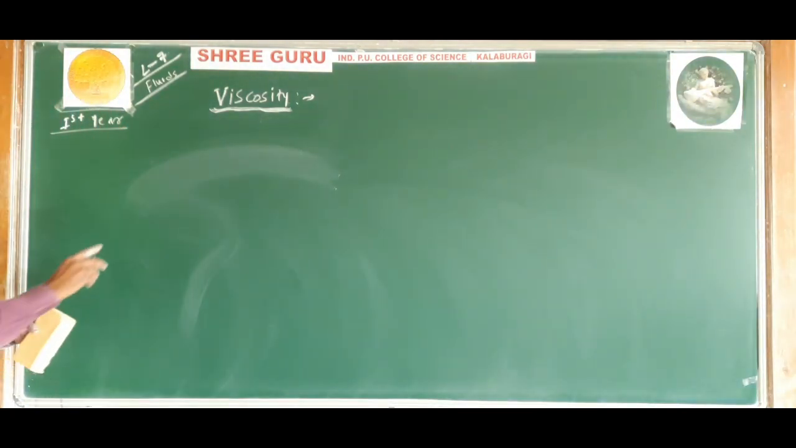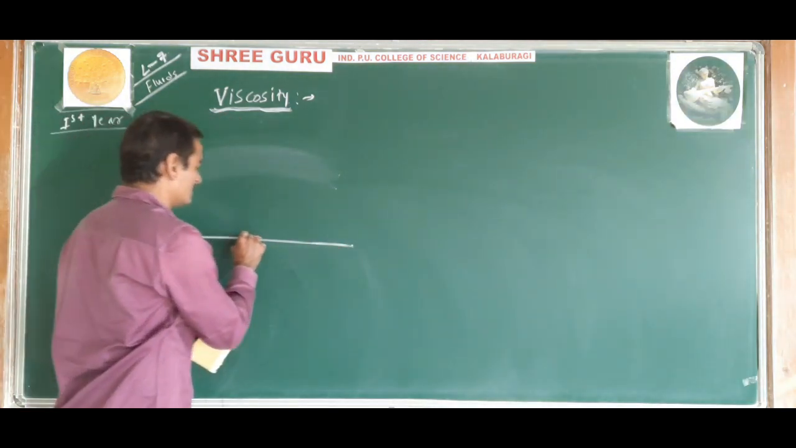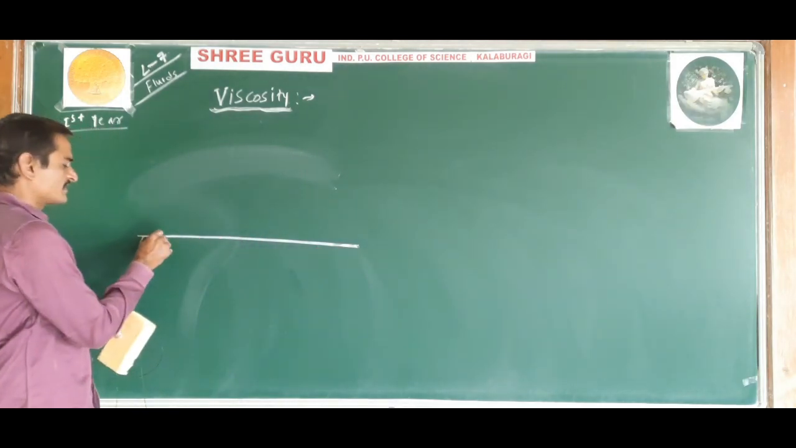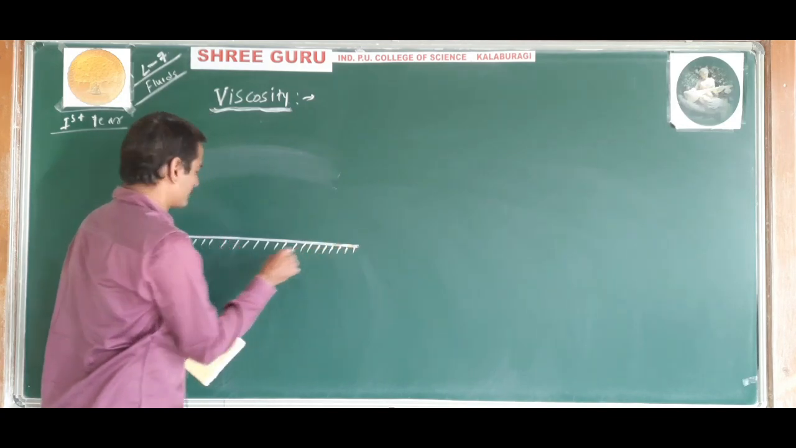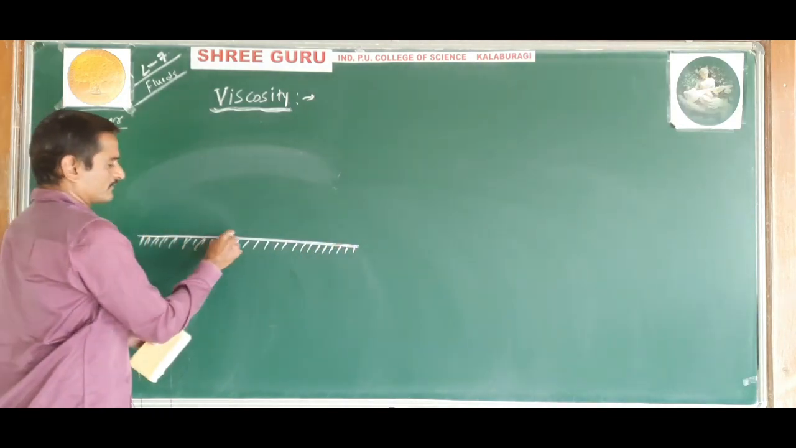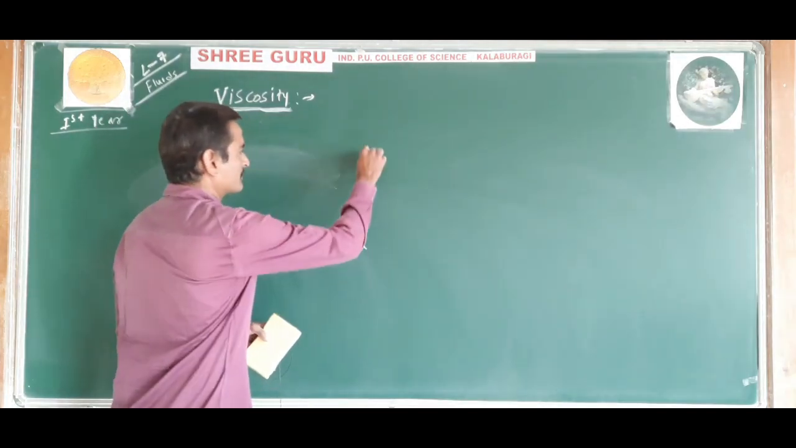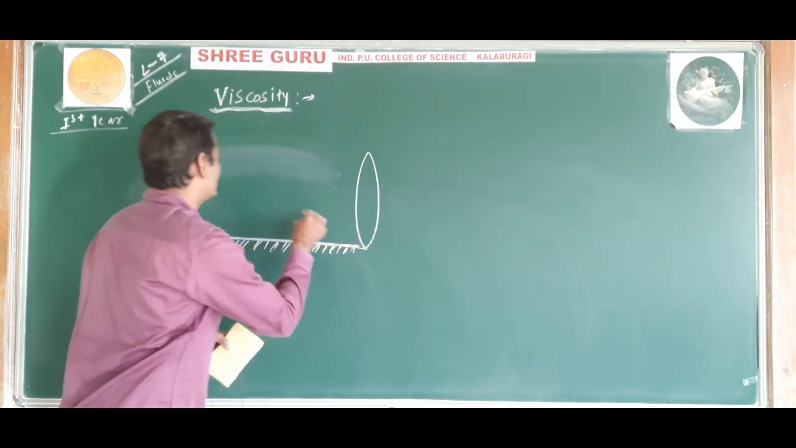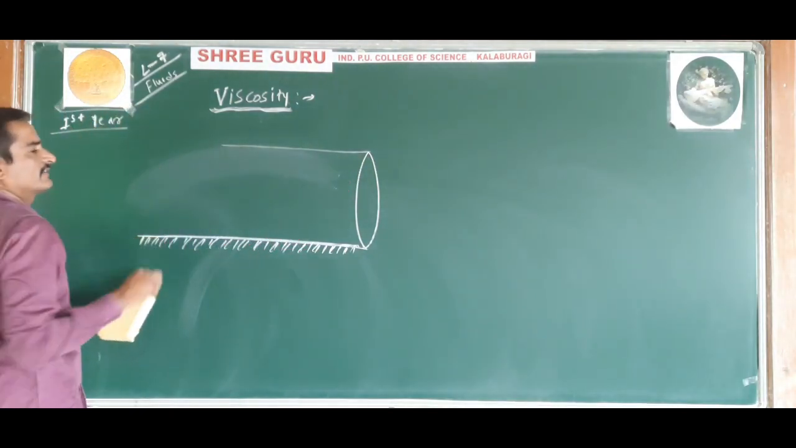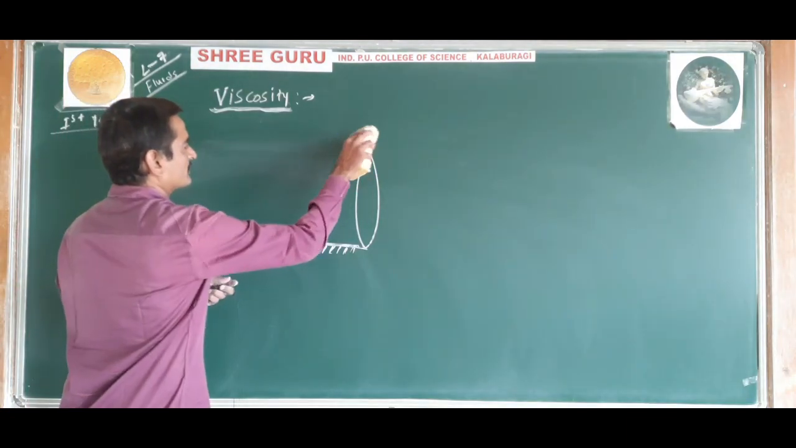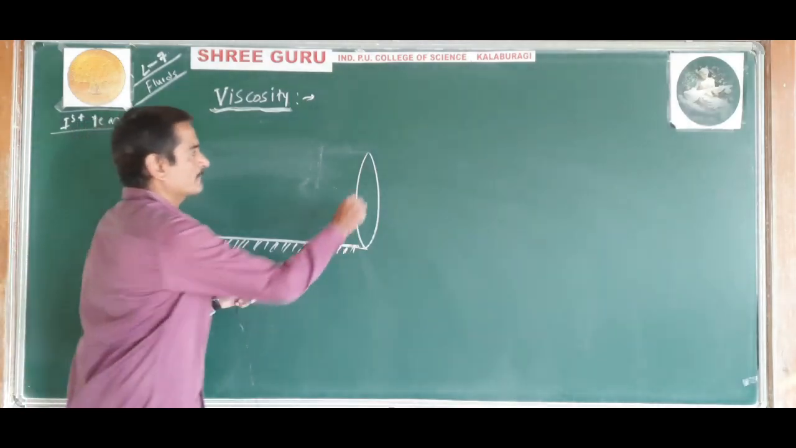Now consider the steady flow of liquid over a horizontal stationary surface. This is a horizontal stationary surface. Let us consider this as a pipe. This is the lower surface of the pipe, and this is the upper surface of the pipe. The upper surface is not required, leave it. So now the steady flow of the liquid.